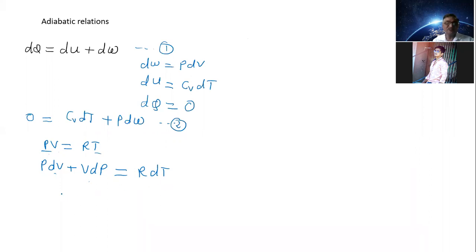Now, from this relation, dT is equal to what? dT is equal to PdV plus VdP upon R. dT आपण find out केला. आता dT ची जी value असेल ती आपण equation 2 मध्ये टाकू. That is we write here.